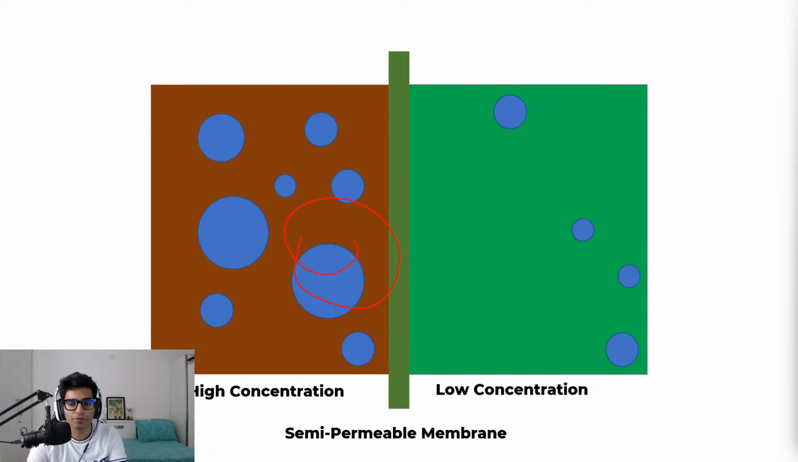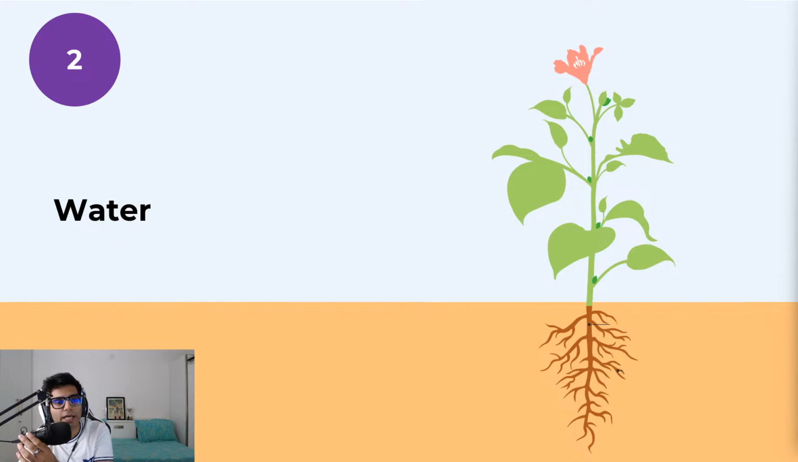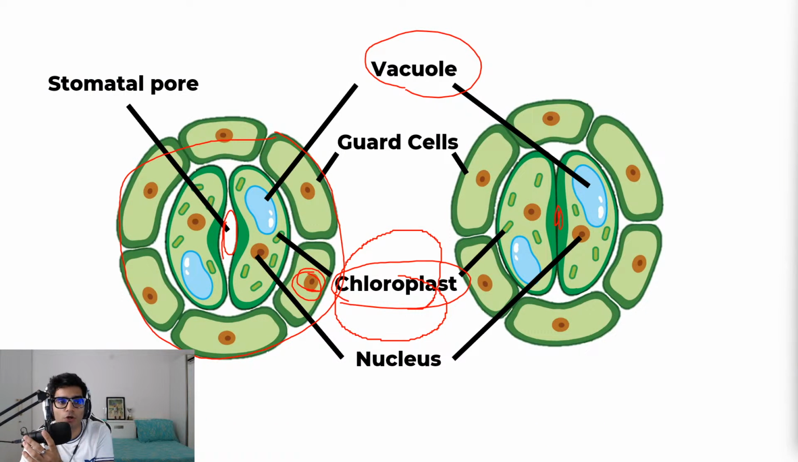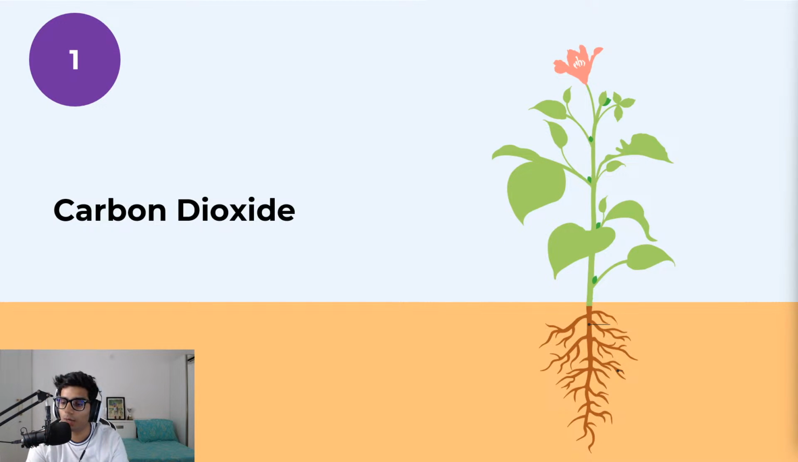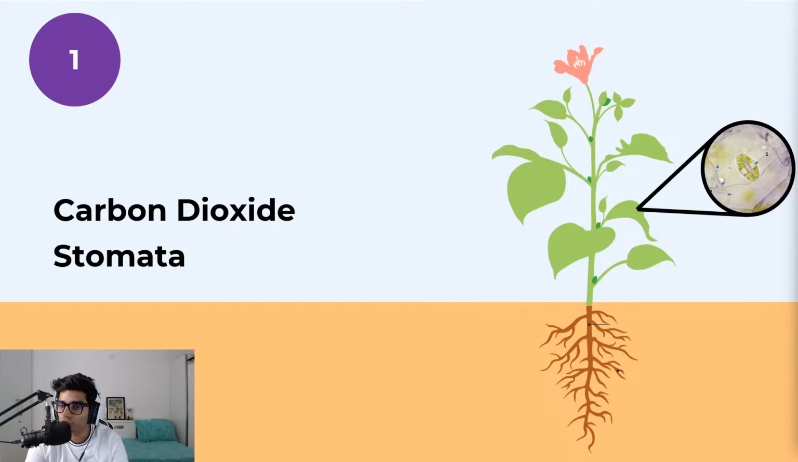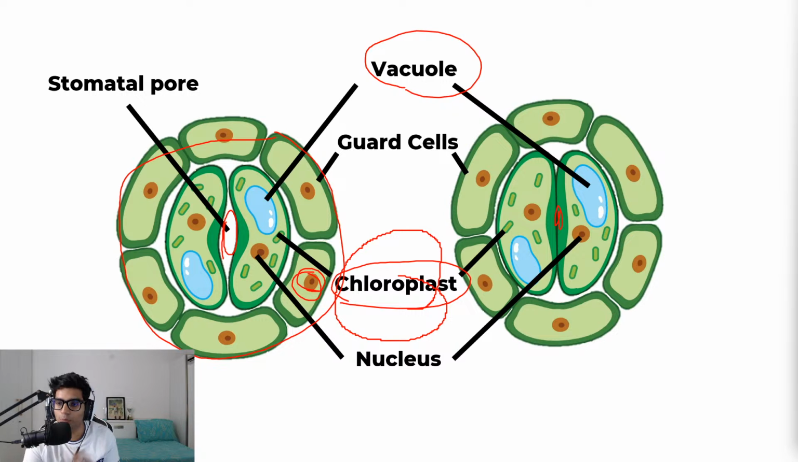All right. And the first one which we discussed was carbon dioxide, right? Carbon dioxide is also very important. It involves stomata. Stomata is found on the leaves, on the bottom part of the leaf. It has very tiny pores which can only be seen through a microscope.